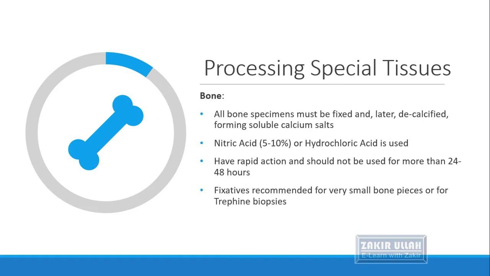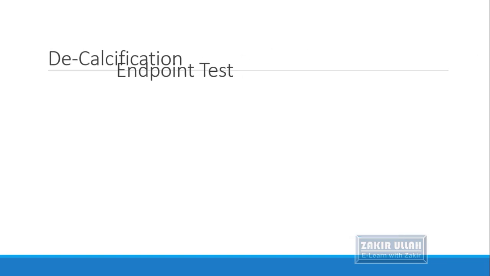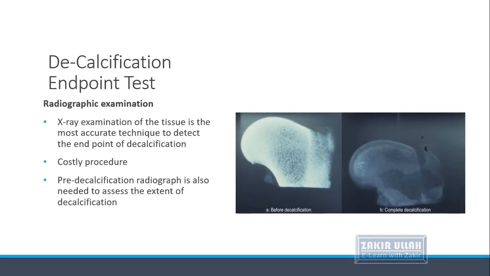Such a process and such fixatives are recommended for very small bone pieces or for refined biopsies. Decalcification endpoint test: this test is performed to detect decalcification in a bone or refined biopsy sample. Three kinds of tests are performed: the first is the radiographic examination, the second is the chemical test, and the third is the physical test. The radiographic examination is the X-ray examination of the tissue and one of the most accurate techniques to detect the endpoint of decalcification in bone specimens.